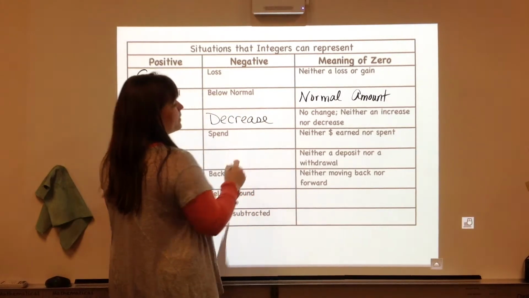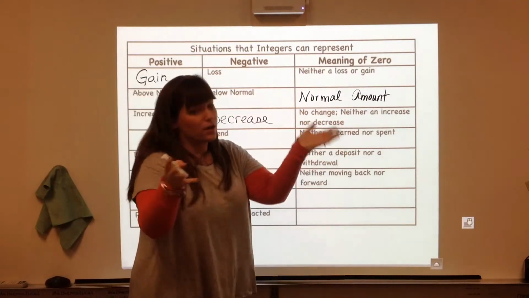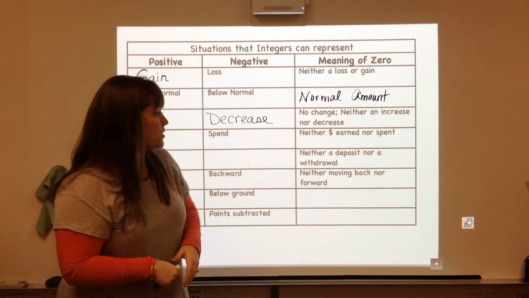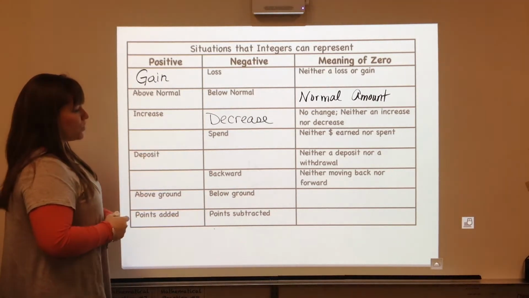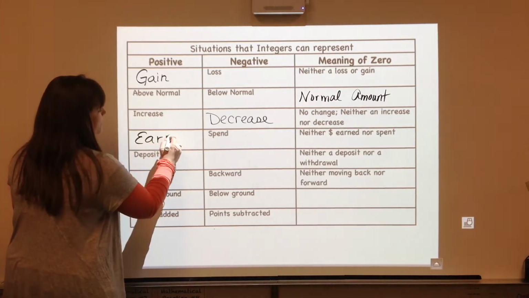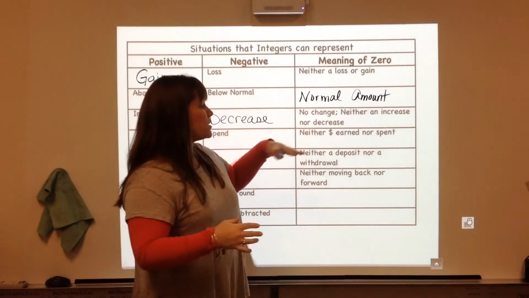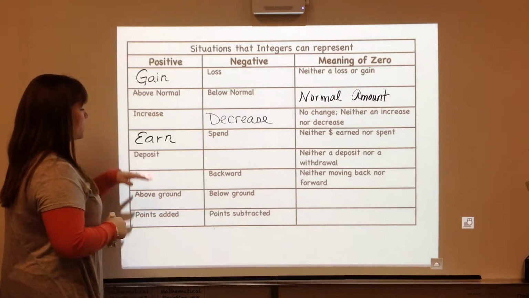And again, if it did not change, that is the 0. Neither, whatever the topic is, increased or decreased, that's what the 0 could represent in that situation. You could either earn money for the next one or spend money. And the 0 in that situation is neither earning nor spending. So you can kind of see the pattern here that's coming.